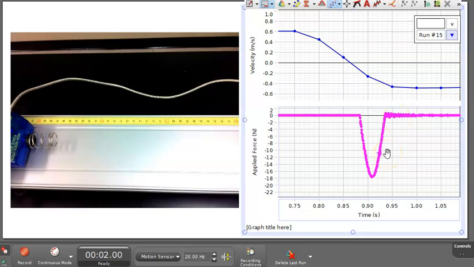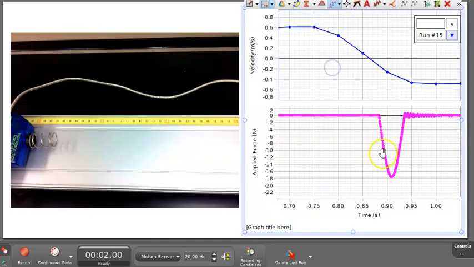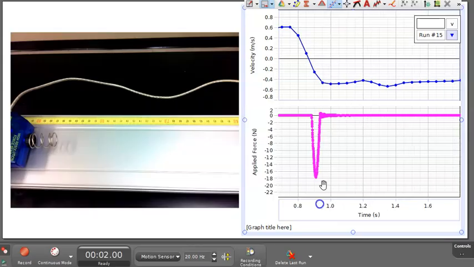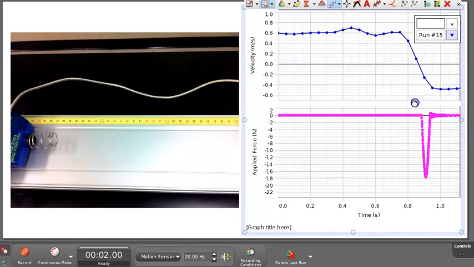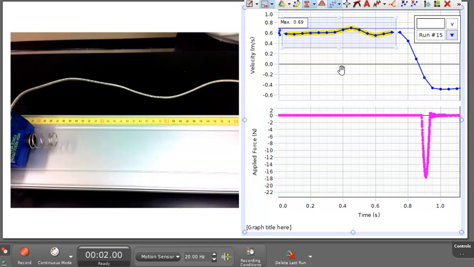Okay, question number 8. Use the analysis and statistics features of the software to measure the average velocity of the cart as it approached the wall. So let's go ahead and see what the average velocity is approaching the wall. That means I need to zoom in like that. Going into the wall, using the statistics function, the average velocity was 0.69 going in. So 0.69 meters per second going in.